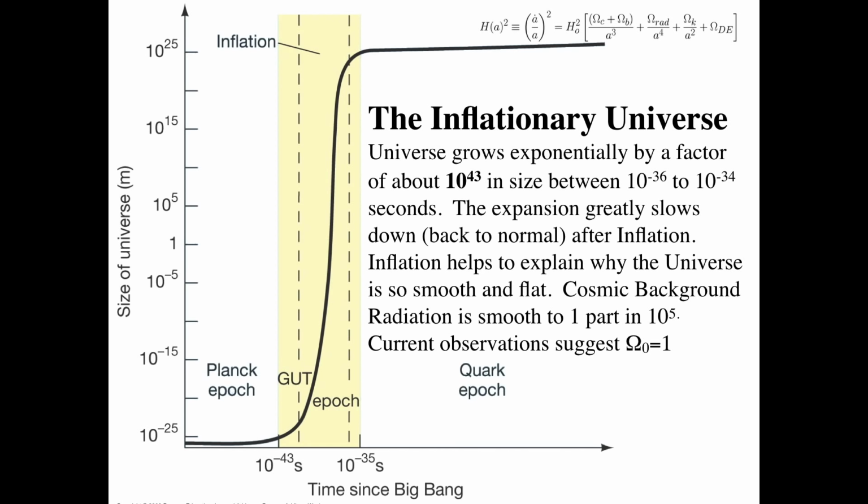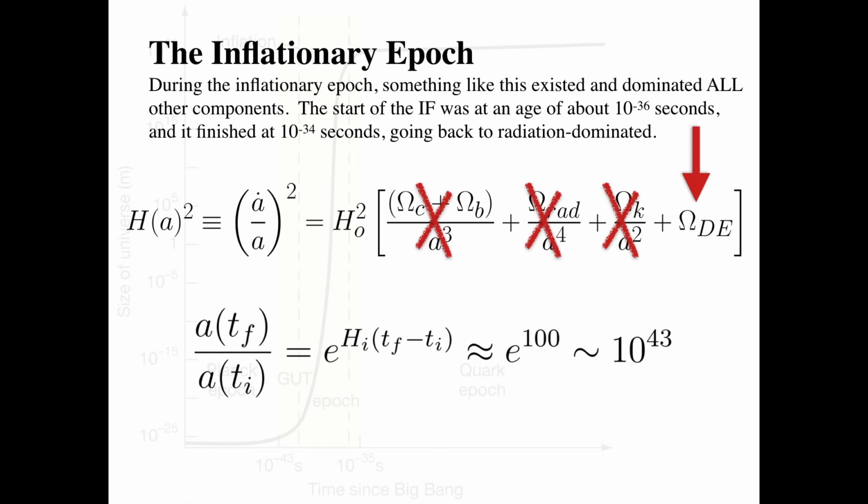So during the inflationary epoch, there was something that dominated all the other components of the rate of expansion, and that was something like the dark energy component. Curvature, radiation, and normal matter didn't really matter for the energy density of the cosmos. It was just something that pushed the cosmos apart between 10 to the minus 36th and 10 to the minus 34th seconds.